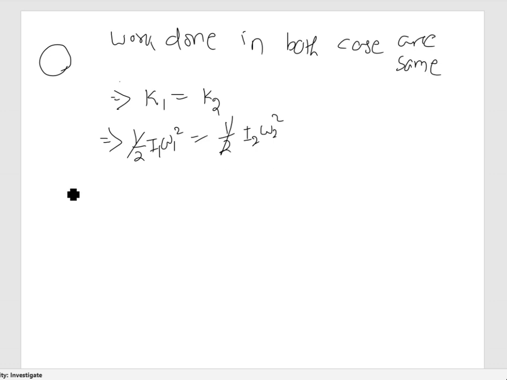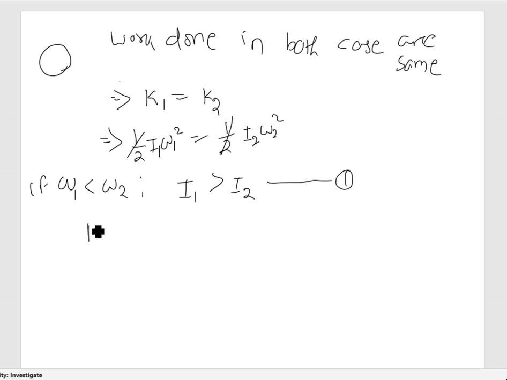But according to the question, let omega 1 be the slower one, so the first disc is the slower one, whereas omega 2 is the faster one. If omega 1 is slower, that means the angular speed of the first one is slower. To make this equation true, I1 must be greater than I2. That means the moment of inertia of the first disc must be greater than that of the second. Take this as the first equation.